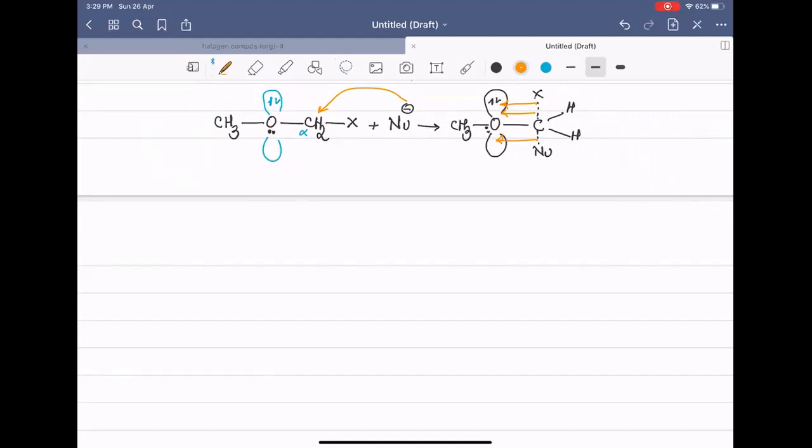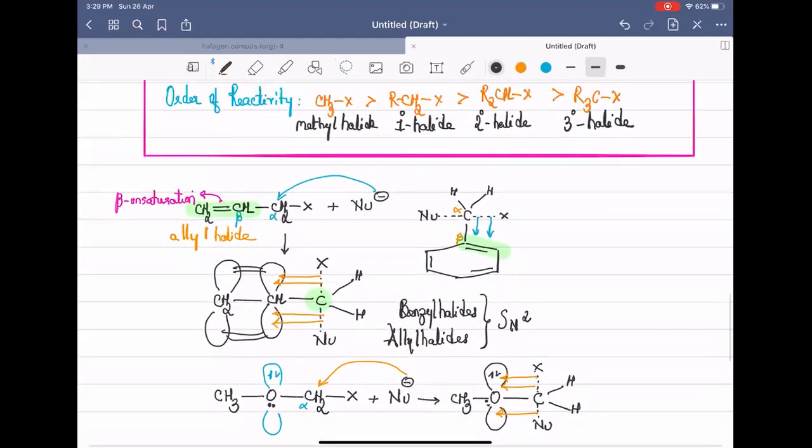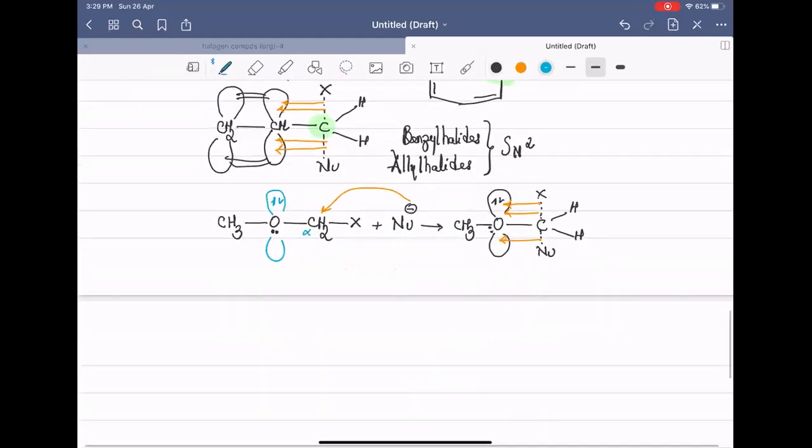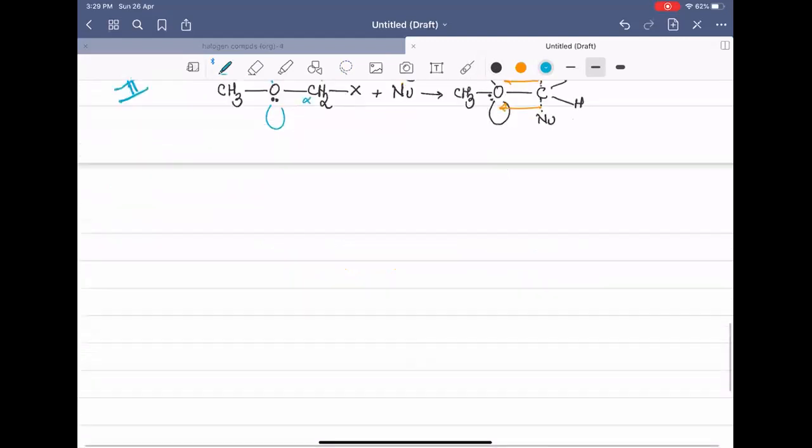And then there is one more. This was the first possibility, this was the second possibility, and now we have the third possibility.